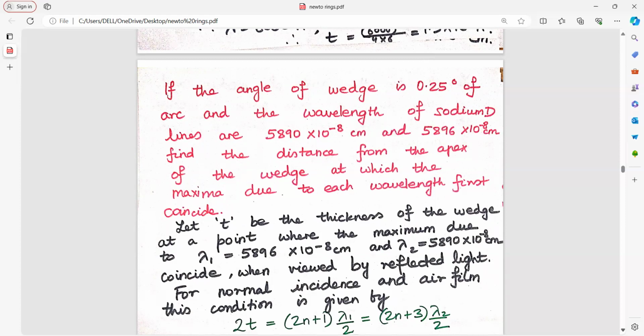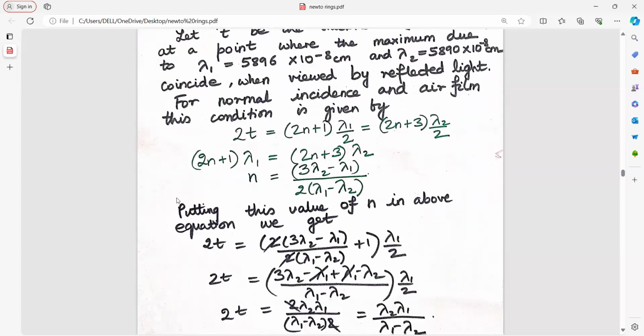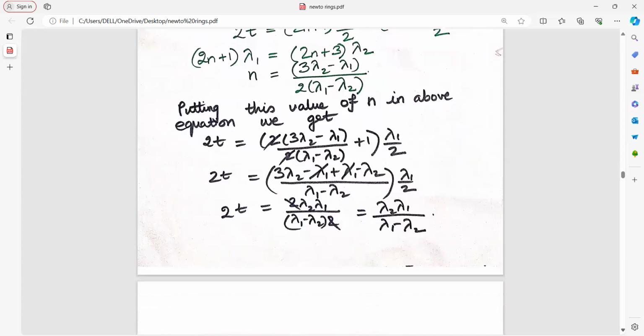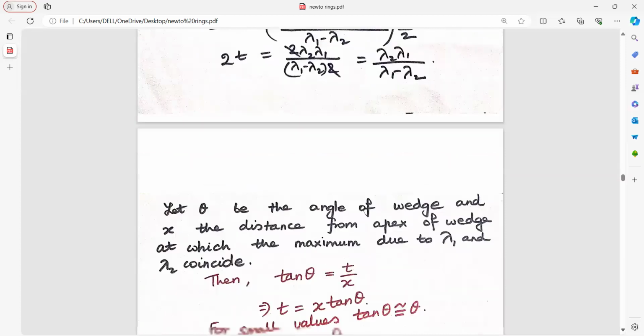Let t be the thickness of the wedge at a point where maxima due to lambda 1 and lambda 2 coincide. When viewed by reflected light, for normal incidence and air film, this condition is given by, we have used it in the previous question also, 2t is equal to (2n plus 1) lambda 1 by 2 and (2n plus 3) lambda 2 by 2. And we find the n value, put this value of n in this above equation, and just simplify it further so that the expression becomes simpler. Put the values here, simplify, cross multiply.